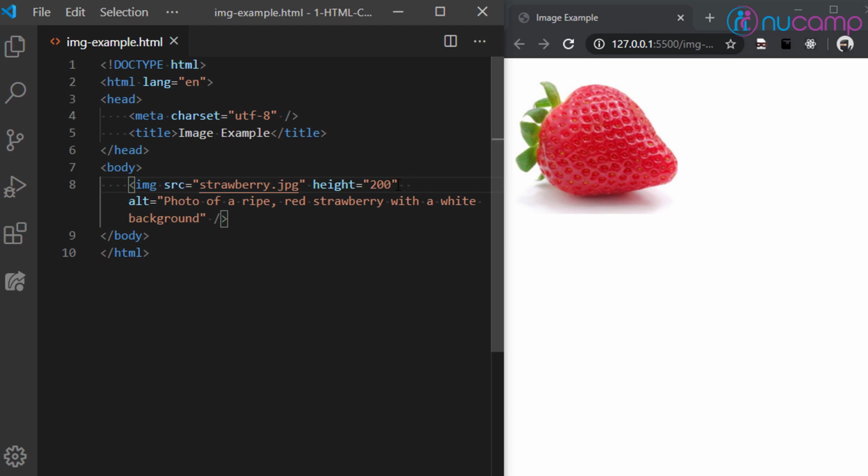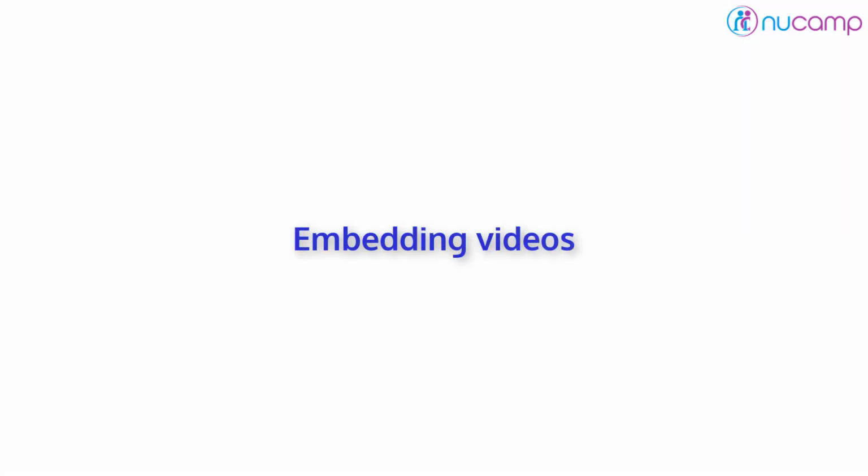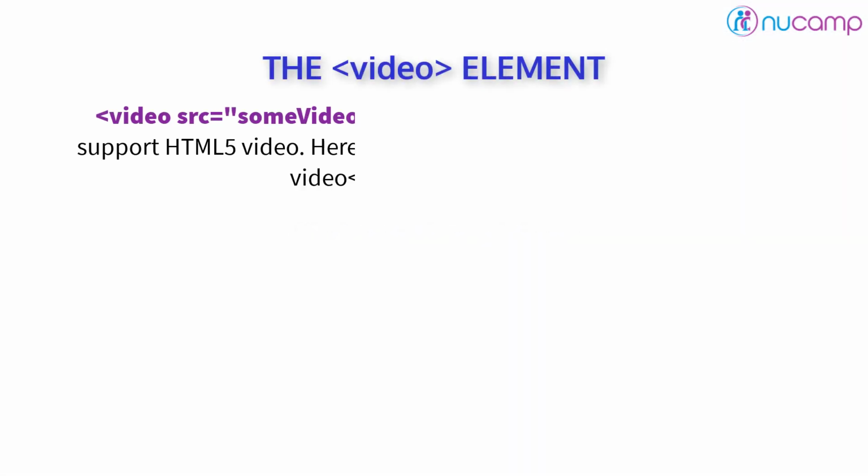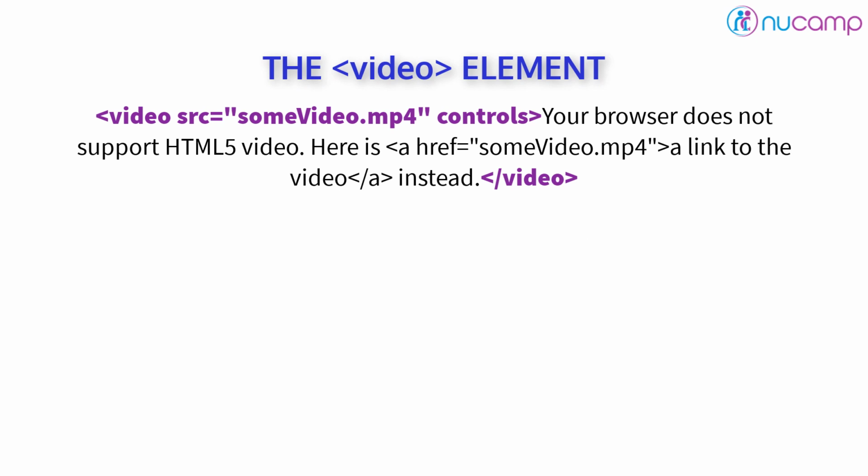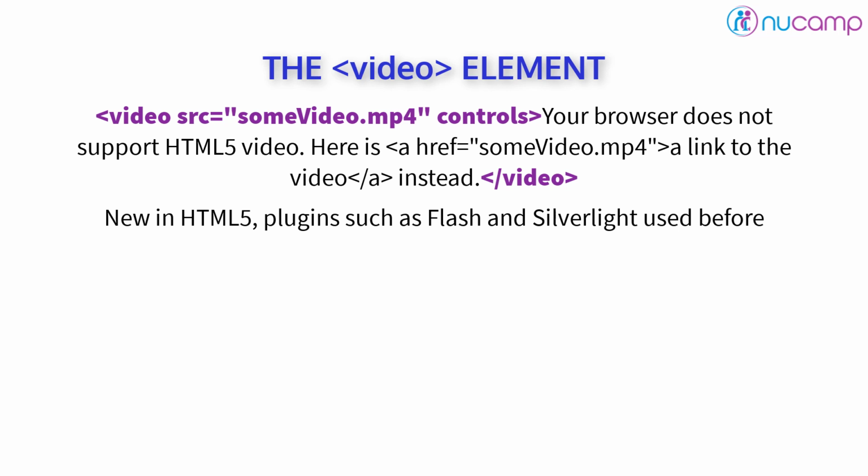We'll now move on to the video element. The ability to embed videos using HTML is relatively new. The video element was introduced in HTML5. Before that, videos could only be played via plugins, such as Flash and Silverlight. You can specify the source for the video with the source attribute, which can hold a relative or absolute path, just like the image source attribute.